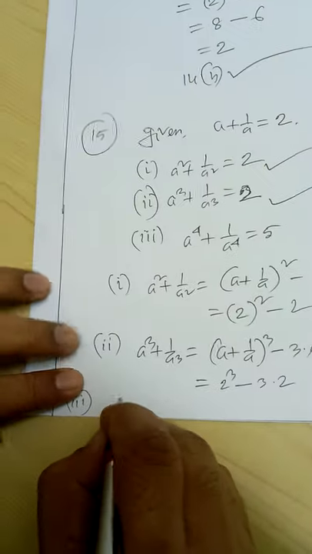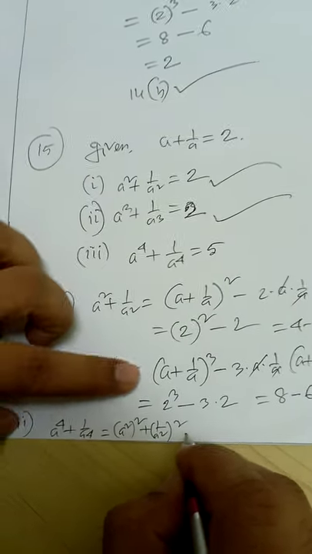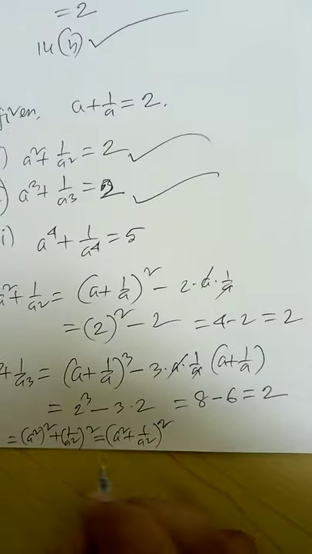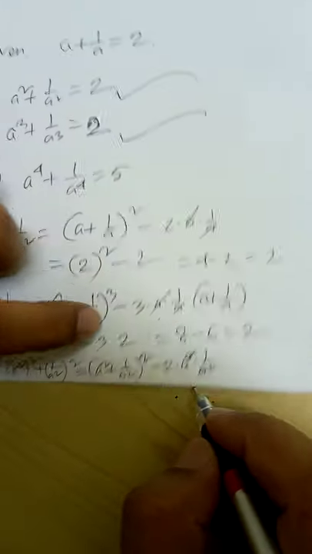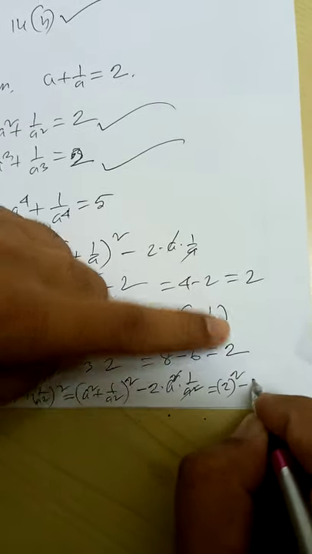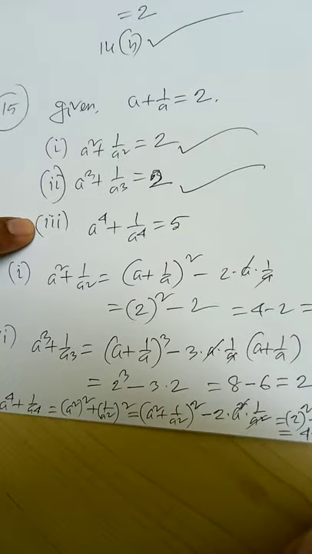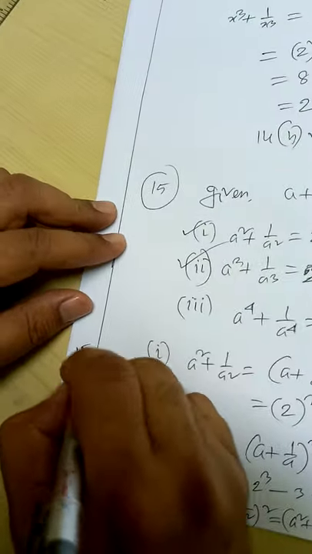Number 3: a 4 plus 1 by a 4 equal to a square whole square plus 1 by a square whole square. So we can use the a square plus b square formula: a plus b whole square minus 2 into a into 1 by a, where a is a square and b is 1 by a square. So a square into 1 by a square cancels. a square plus 1 by a square we already found from 1, 2, so directly we can use the value 2. 2 square minus 2 equal to 4 minus 2 equal to 2. So a 4 plus 1 by a to the power 4 equal to 2, but in the question given 5, so it is not correct. So which one is correct? 1 and 2. So 15 a is correct.